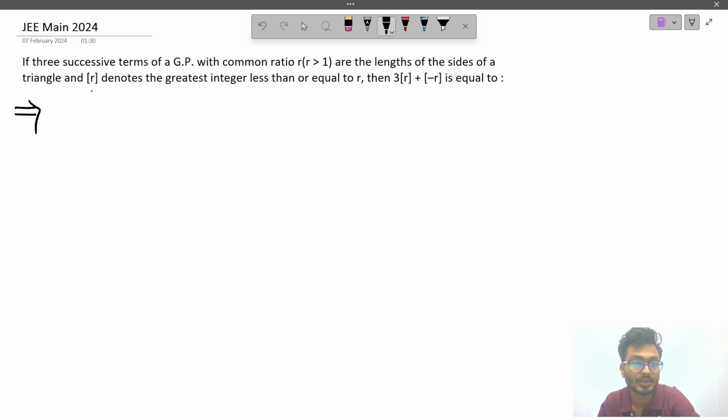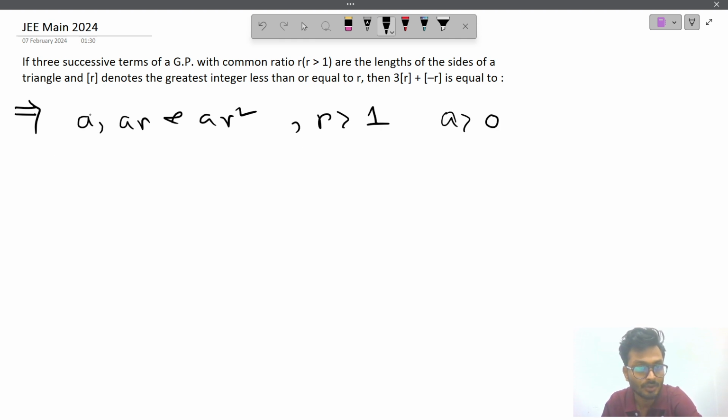Now some three consecutive terms are in GP. That means suppose a, ar and ar² are the terms, where r is the common ratio and r greater than 1, and since these are the lengths of the triangle, a greater than 0, right? So now we know the property of a triangle: the sum of any two sides will be greater than the other.